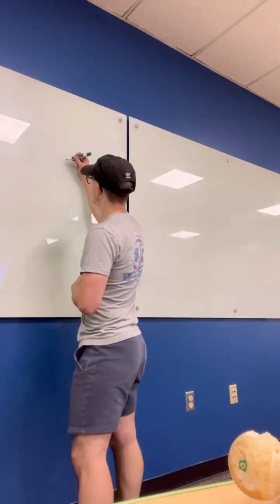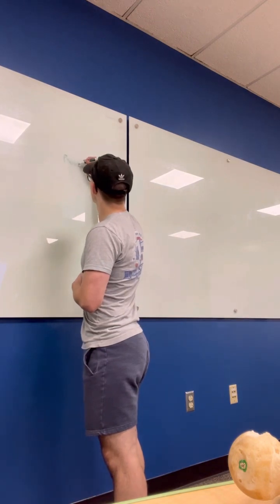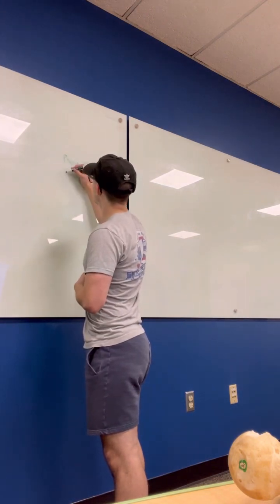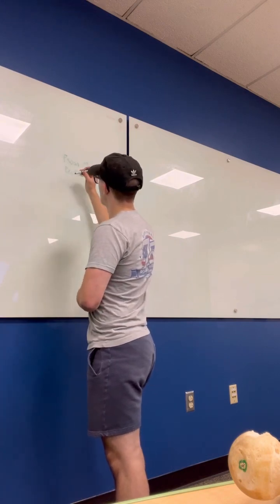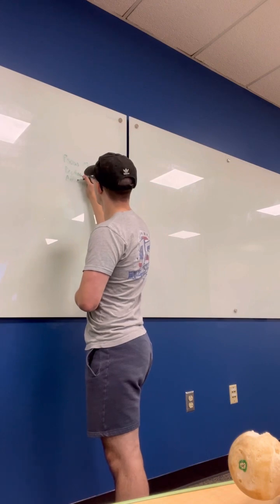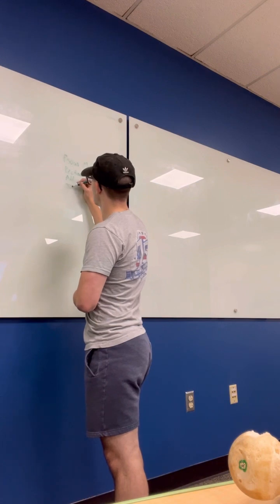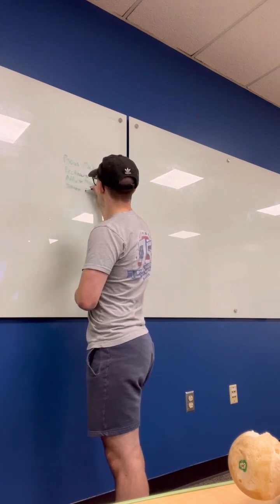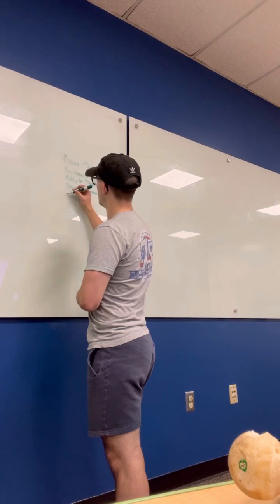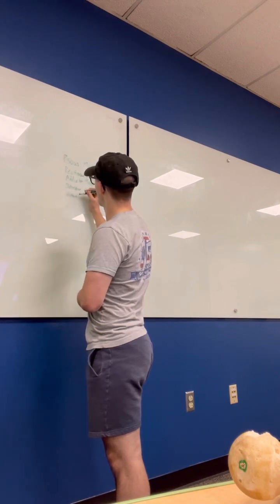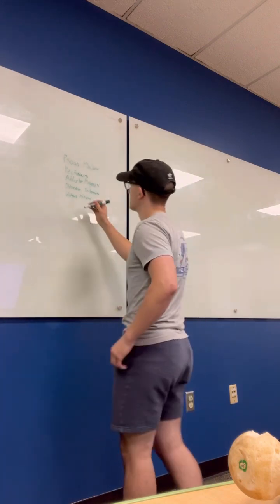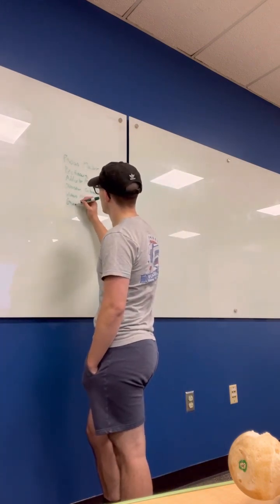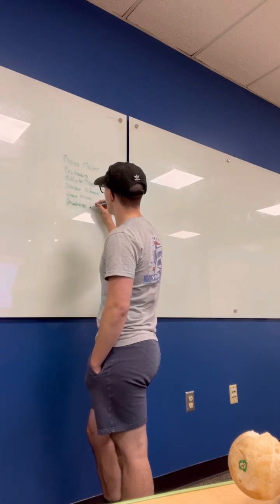Start off with the psoas major, the pectineus, the adductor magnus, the obturator internus, the gluteus minimus. Also have the quadriceps femoris.